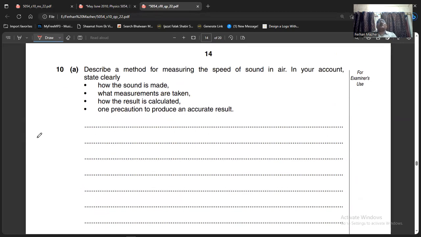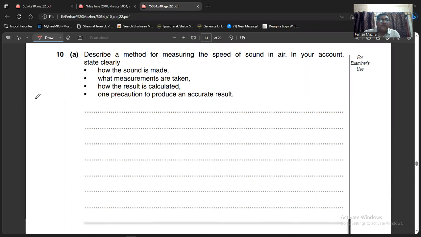So we are now on question number 10. Describe a method for measuring the speed of sound in air. In your account, state clearly how the sound is made, what measurements are taken, and how the result is calculated. Give one precaution to produce an accurate result.